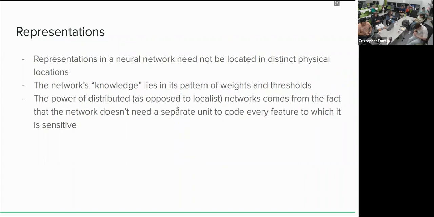You can ask it to classify an image, and it'll let you know if it thinks it's a four. But it has no concept of a four. Its knowledge lies in the pattern of weights and thresholds, which makes it kind of hard to interpret. We can't ask it what a four is, it just kind of can classify the representation in a multiple choice exam kind of way.